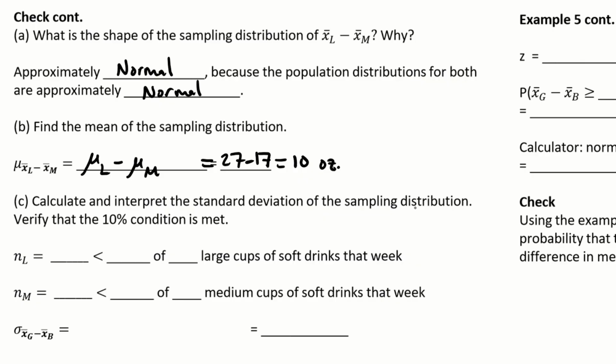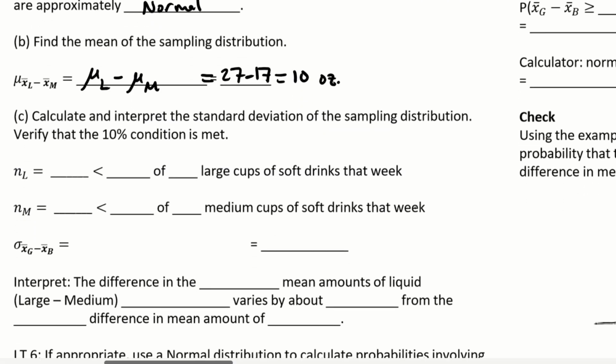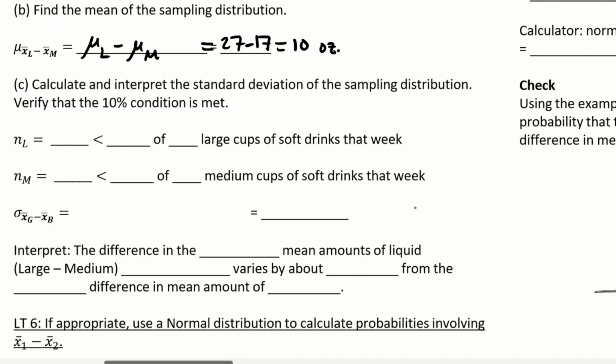Calculate, interpret the standard deviation. So let's first verify the 10% condition. In the large setting, there were 20 cups that were used. That's likely going to be less than 10% of all large cups of soft drinks that they used that week. And in the medium setting, there's only 25, so that's likely also less than 10% of all medium cups of soft drinks that week.